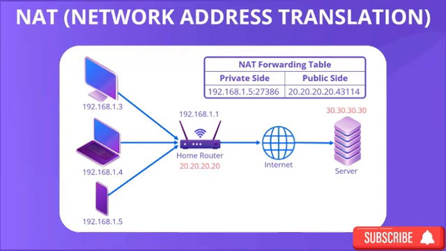So moving right along, the packet travels over the internet and arrives at the web server. The web server creates a reply packet where the source IP address is itself and the destination IP address is the public IP address of the home router. When our home router receives a response, it looks at the NAT forwarding table and replaces the destination IP and the port according to the mapping inside the table. And finally, the smartphone receives the packet.